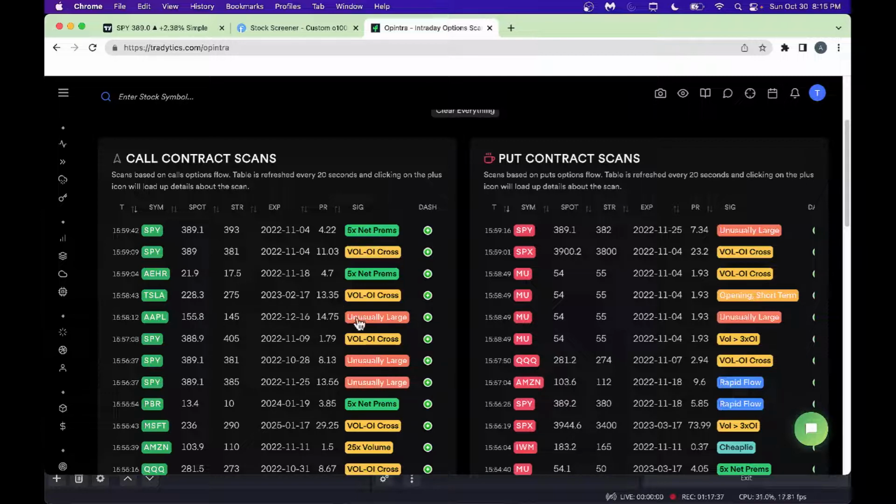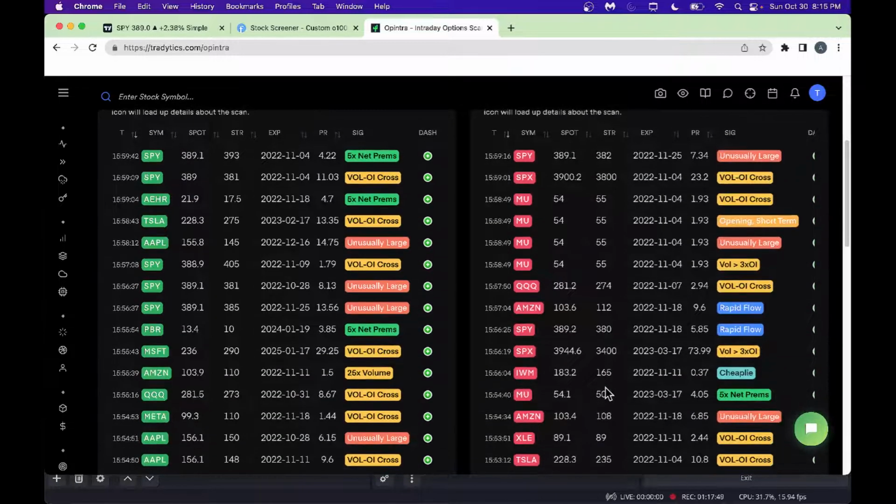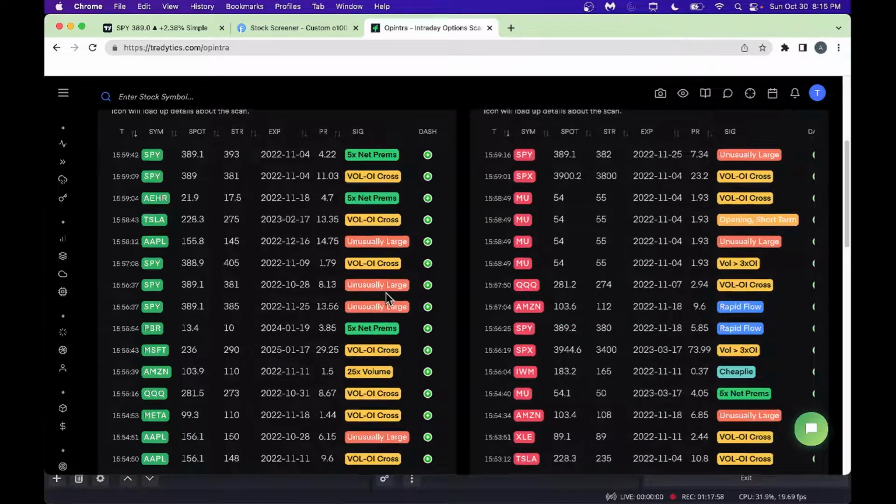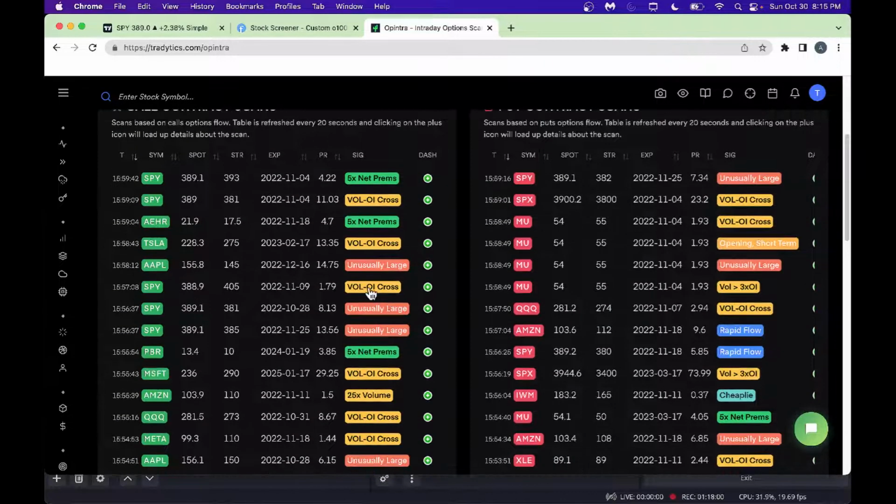Then Apple, there's unusually large volume going on here. This is on the bullish side. On the bearish side here, you got something going on. You could play along here. Look, Amazon, there is a rapid flow here. Looks like folks are really buying some put options here. You could look at this. You get a good idea on what stocks and what expiration dates are really hit hard. You could really look at these option chains here and play along with it.